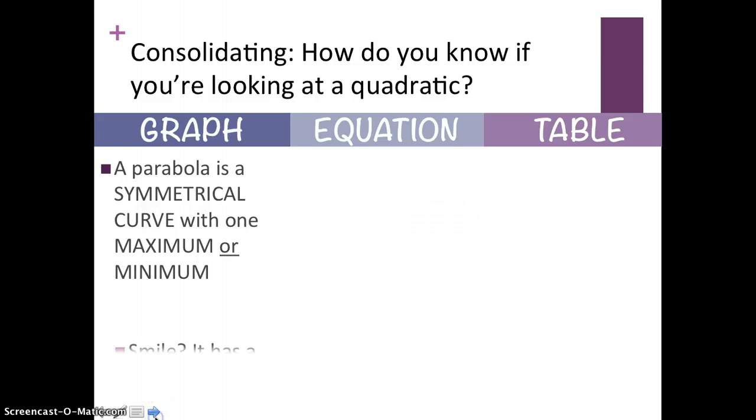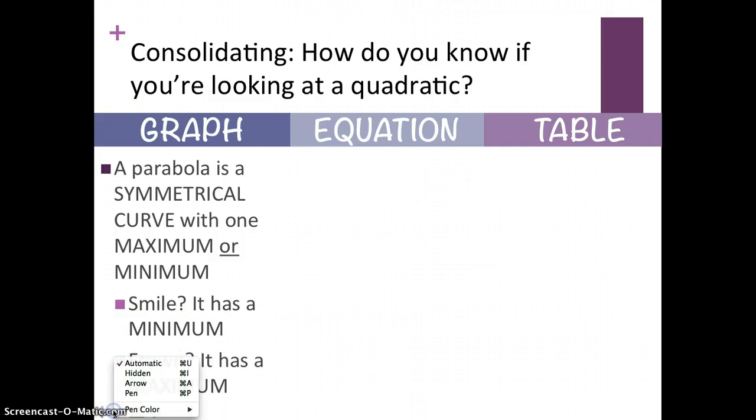So if it is smile-shaped, then it has a minimum, and if it is frown-shaped, then it has a maximum. So that means it looks like this. So if it has a smile, then you know that a graph like that has a minimum. It has a lowest value, this lowest point, which is the vertex. And then if it's a frown, so if it looks like this, then it has a maximum. So its highest point is that same vertex, that little point at the top.